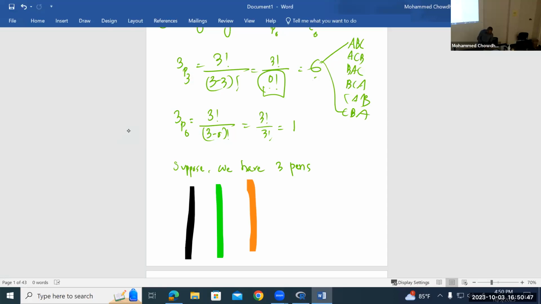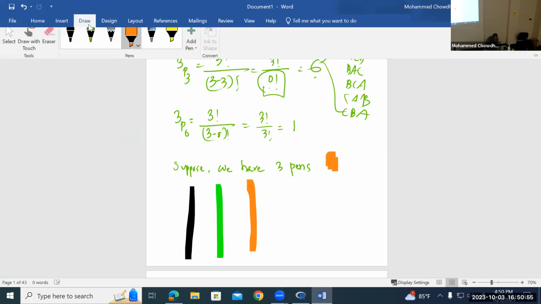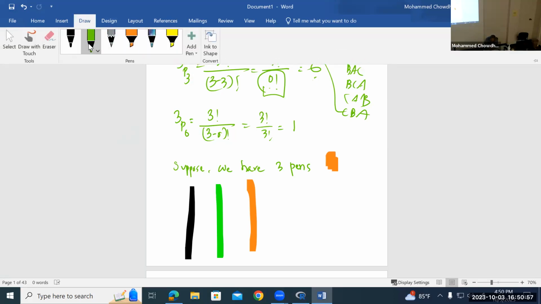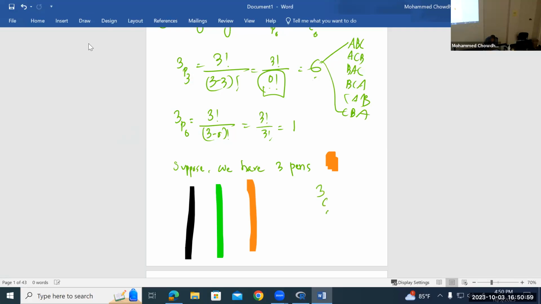Okay, now take a look. Factorial 0 equal to 1. If I do these things in this format, 3 combination 0, what we get is factorial 3 over factorial 0 times factorial 3 minus 0. That is also equal to 1. And this is the only one.